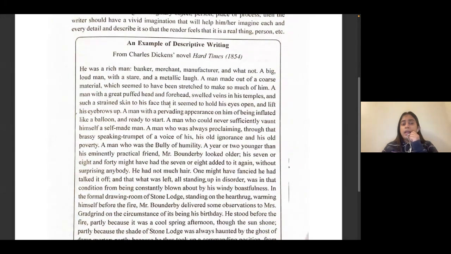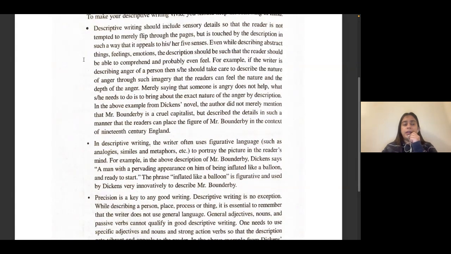He was a rich man, banker, merchant, manufacturer, and whatnot. A big man, a big loud man with a stare and a metallic laugh. तो ये क्या हुआ आपका डिस्क्रिप्शन? ये क्या है आपका डिस्क्रिप्शन? आपने उस व्यक्ति के बारे में क्या किया है? डिस्क्राइब किया है उसे कि अ रिच मैन, अ बिग मैन, अ लाउड मैन विद अ मेटालिक लाफ. तो ये होती है डिस्क्रिप्टिव राइटिंग.